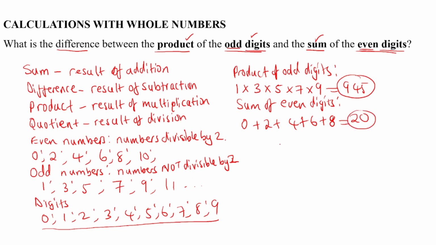So we can use our columns method here. You can say 945 minus 20, like this. Use your columns method. And then let's start with the ones or the units. 5 minus 0, that is 5. We go to the tens. 4 minus 2, we get 2, which is 2 tens. And then hundreds, 9 minus 0 is 9, 9 hundreds. So the answer is 925.